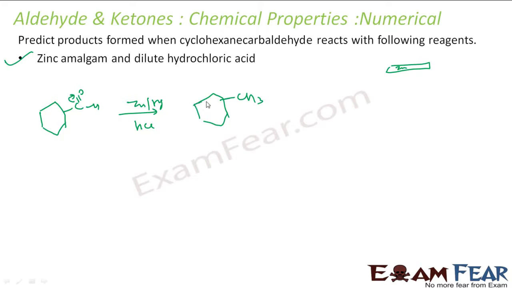If you want to see the reaction mechanism, watch my video in the same series where we have discussed the mechanism, how zinc helps to reduce aldehydes to alkanes. So this is methylcyclohexane.